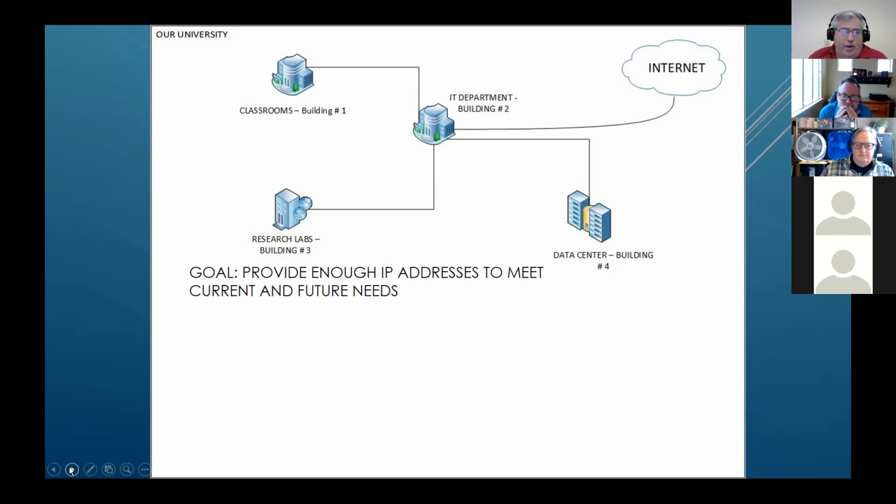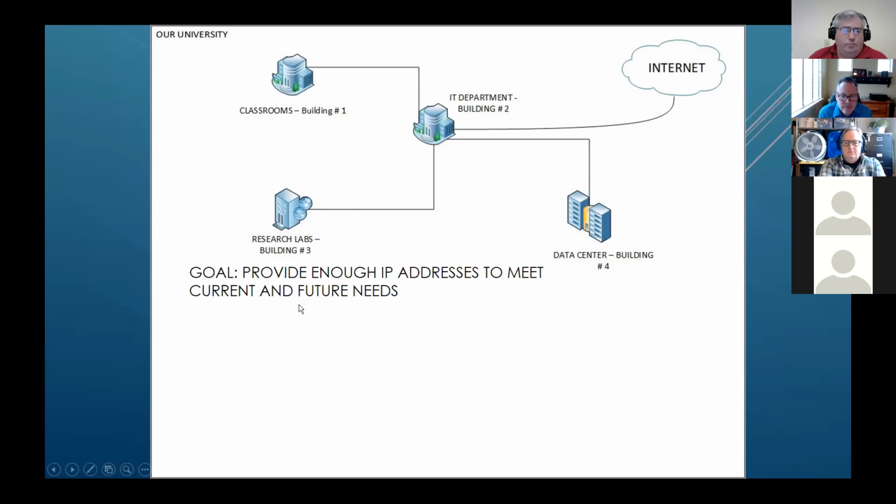So let's provide enough addresses to meet current and future needs for each of these. In other words, the research lab may get a grant and may need to expand, and they'll have another set of computers to do research with. Or the data center may need to be expanded and have an extra set of servers, and you need IP addresses for all of those. Same thing with classrooms. Maybe they build a new wing of classrooms, and you have to have computers for all those classrooms. Maybe they're computer classrooms, so it's even more addresses than you normally need.